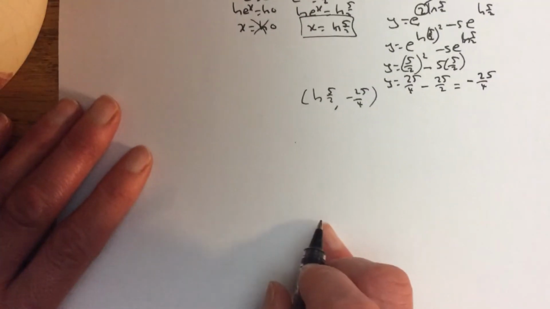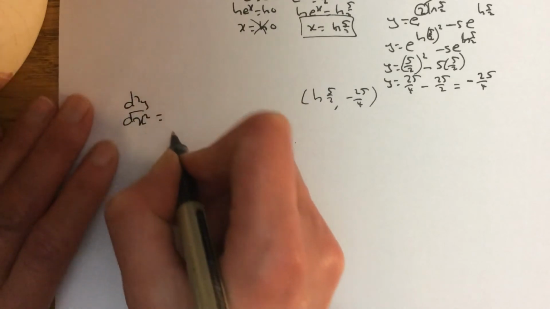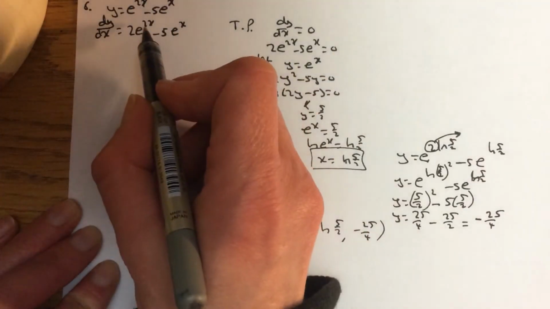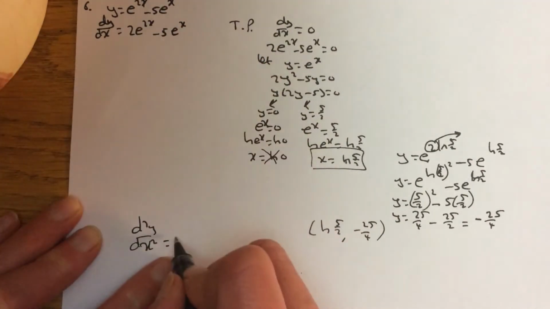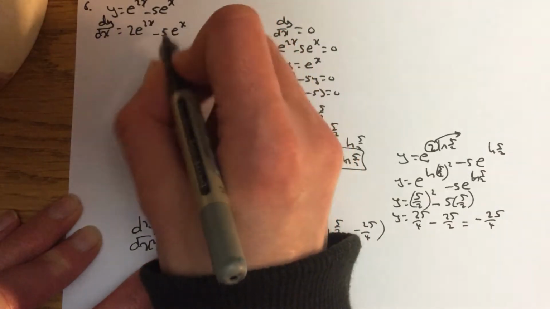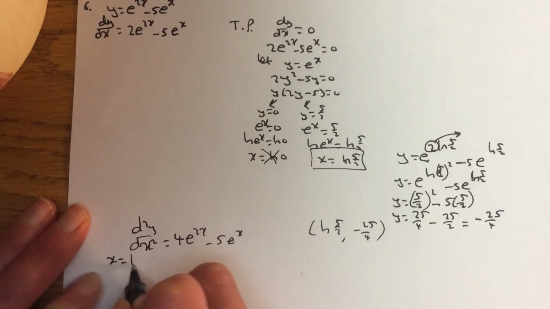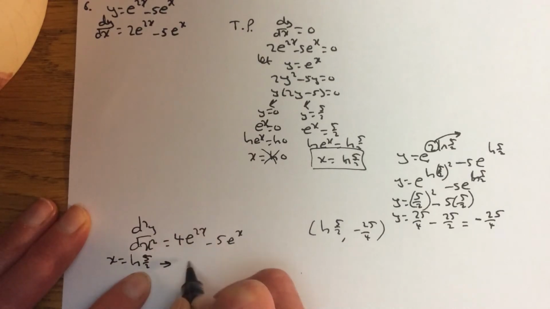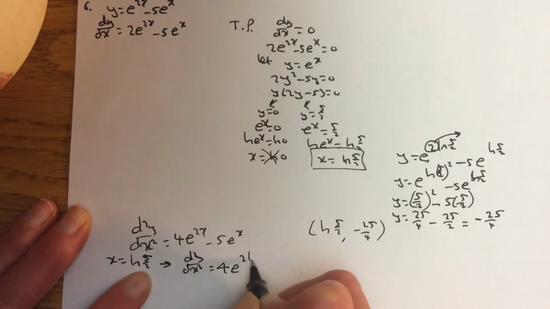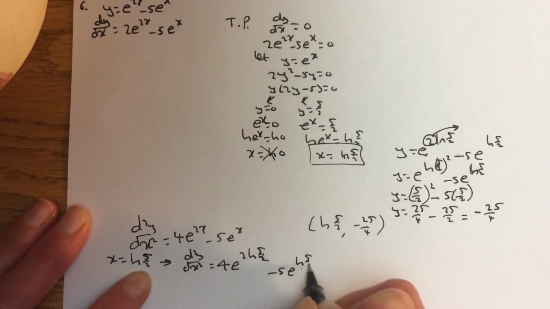The question also asks for the nature of this, so I've got to differentiate again. Now if I just go back up to my first derivative, to differentiate in e, the derivative, which is 2, goes in front. So 2 times 2. Derivative of x is just a 1 in front. Now put in your x value. So x is log 5 over 2. So the second derivative there is 4e to the 2x minus 5e to the log 5 over 2.